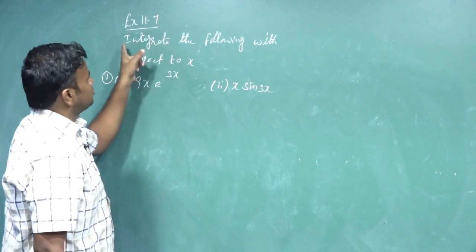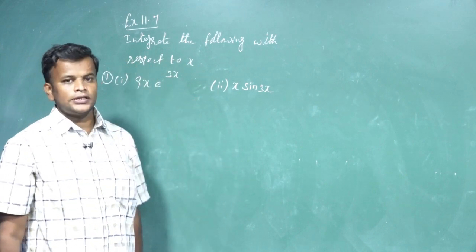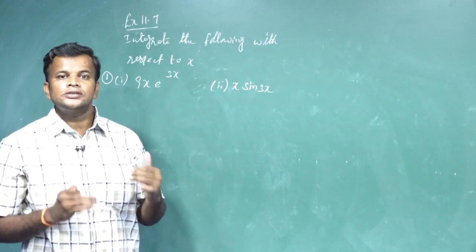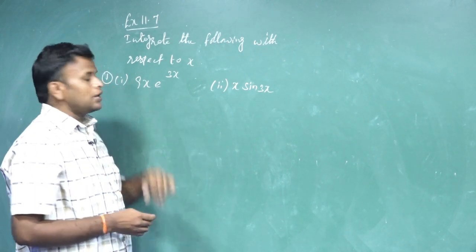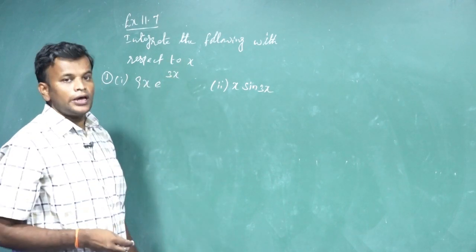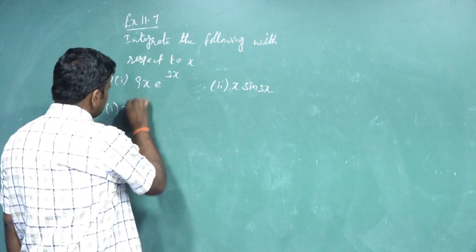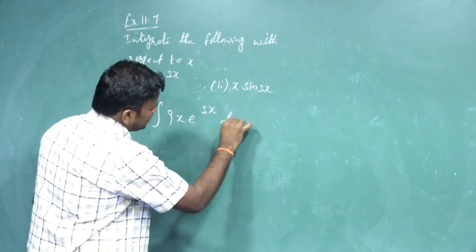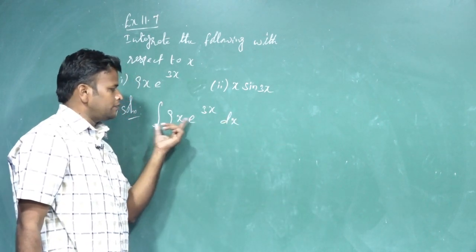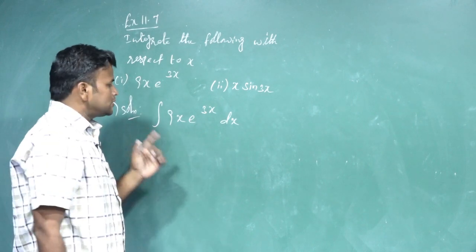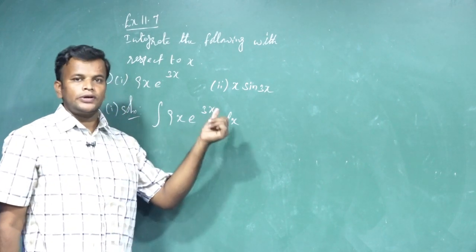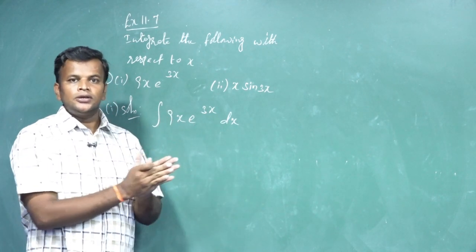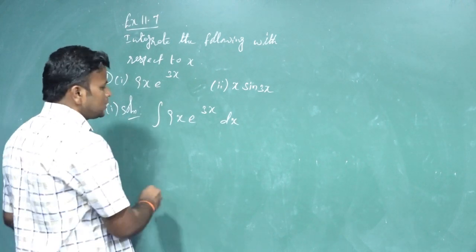In exercise 11.7 you see the question: integrate the following with respect to x. The words using Bernoulli or using integration by parts are not given. We understand depending upon our given sum. Now we solve the first one: integration of 9x e power 3x into dx. Now you see exactly one x term, one e power term. In shortcut form we say when there is some x and e power something x in the integration, use Bernoulli's formula. So first I write the formula.